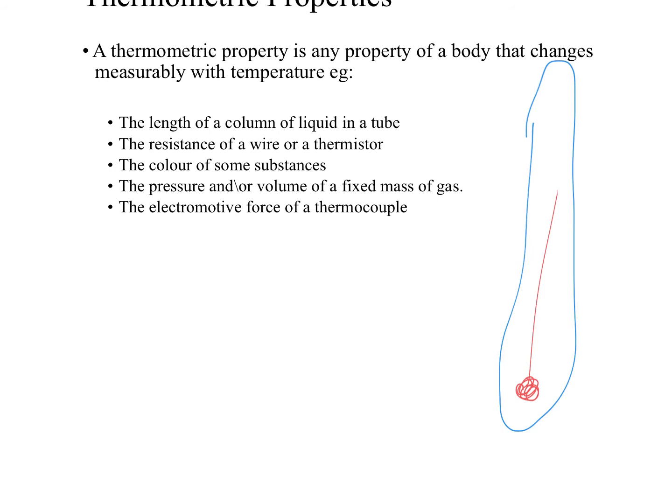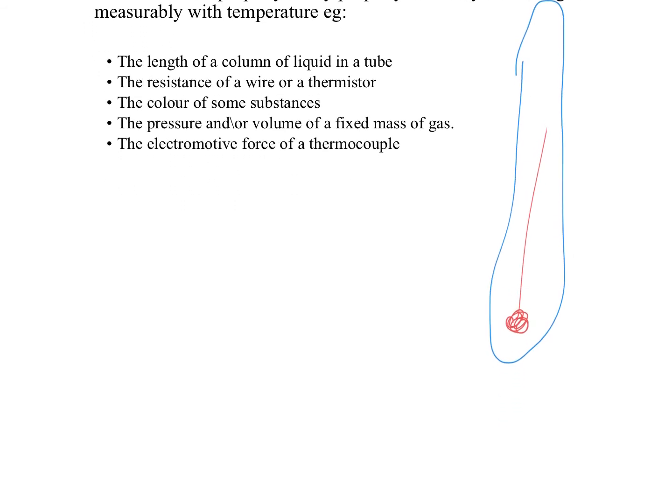The pressure and or volume of a fixed mass of gas. So if you, for example, have a bunch of gas particles and you heat them up, they're already exerting a certain amount of pressure against the outside. If you heat them up more, they're going to move around more, so the pressure they exert on the outside will increase. Or, for example, if they were in a balloon, they might be able to increase their volume because of all this additional energy that they have to push against the outsides.